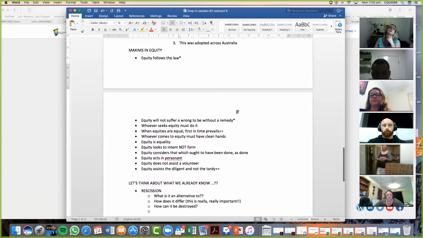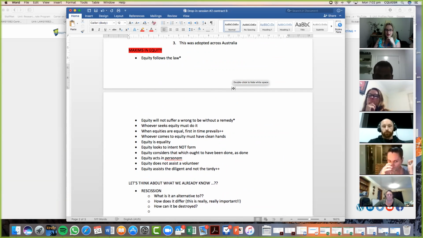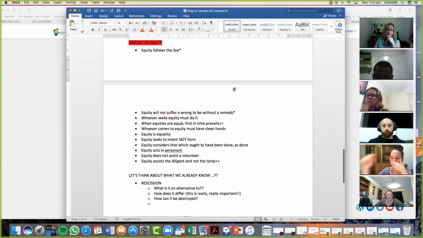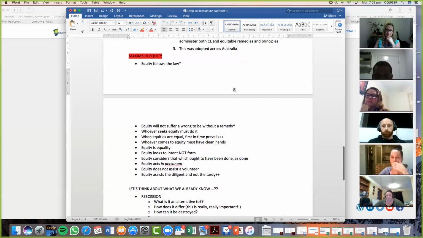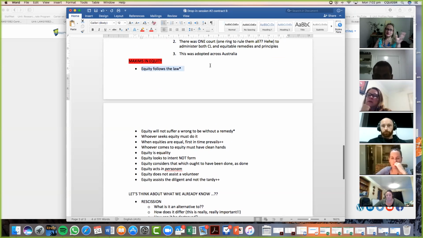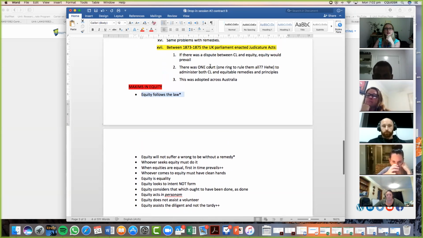Now, in deciding matters of conscience, equity is not completely left to its own devices. Equity has a number of maxims that guide the application of equitable principles in any particular circumstance. And these are handy. A couple of them we brush up against in Contract B. Generally speaking, now this is a difficult one to kind of wrap your head around.